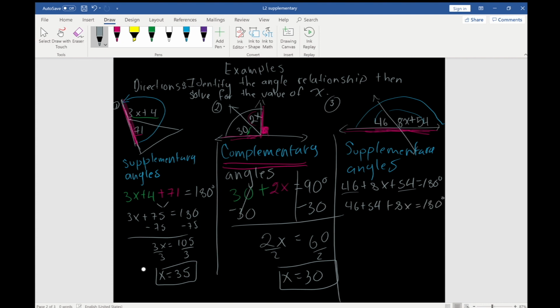Now the reason why I can move them around is because, like I said before, 1 plus 2 is the same thing as 2 plus 1. Changing the order does not matter. So I go ahead and add these two. Now 54 plus 46, that's going to be 100. So this is going to be 100 plus 8x is equal to 180. Subtract 100 from both sides. 8x is equal to 80. Divide by 8. Divide by 8. x is equal to 10.